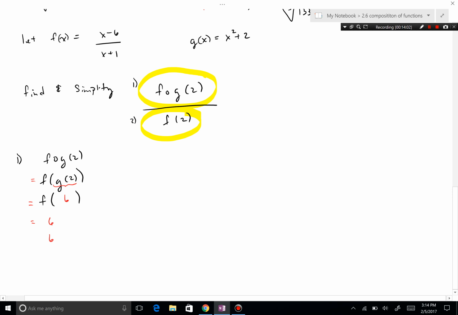Switch some colors on you. I need to plug 6 into my f function. The f function says, oh, that worked out pretty nice. This is just going to be 0 over 7, which is just 0. So what's the conclusion? f composed with g of 2 equals 0.